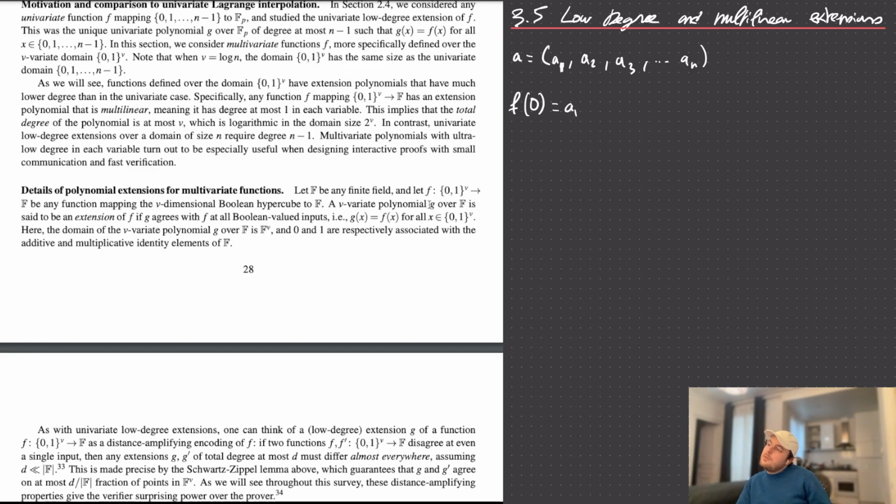A v-variate polynomial G over F is said to be an extension of f if G agrees with f at all Boolean valued inputs.